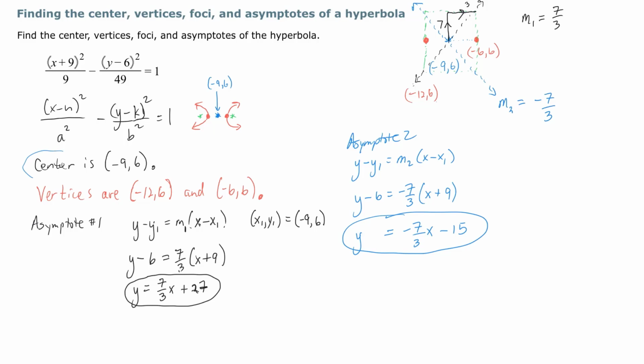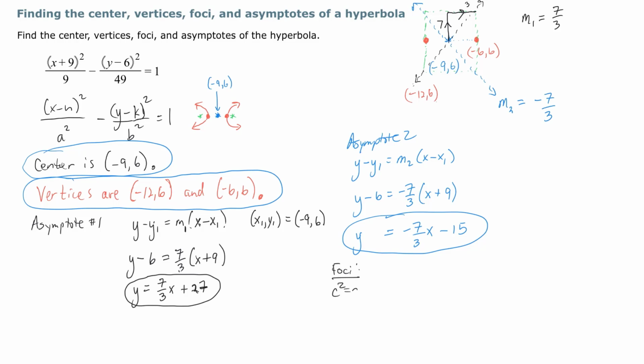We so far have the center and the vertices. The only thing left to find are the foci. For finding the foci, there's a relationship between a and b: c squared is equal to a squared plus b squared. So c squared is 9 plus 49, which is 58. If you take the square root of both sides, we get the absolute value of c is equal to the square root of 58.